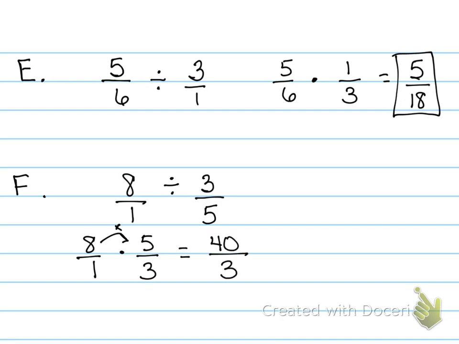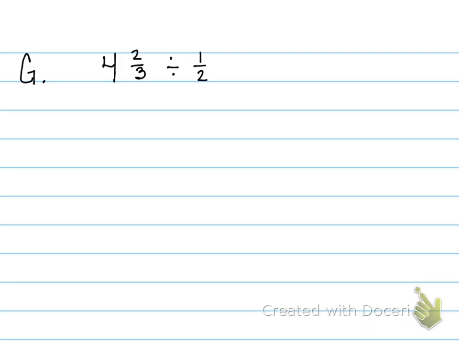And then ask yourself, can anything go into 40 and 3 to make them simpler? Well, we don't want to change it to a mixed number. We're going to keep it as improper. If you were to put this in your calculator, you would get a repeating decimal. So this is as simple as that can go. Okay, as an improper fraction, and that's the way we'll leave it with scale factor.